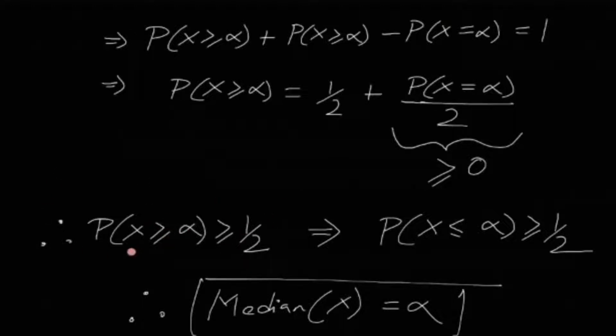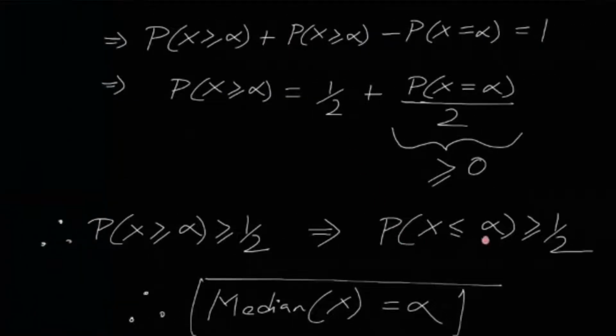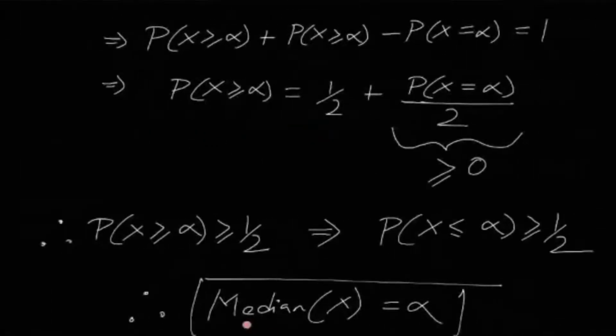Similarly, probability x greater than equals alpha is nothing but probability x less than equals alpha from this condition, right? Therefore, this is also greater than equals half. So alpha is such a number that probability x greater than equals alpha is at least half, and probability x less than equals alpha is also at least half. That means alpha is nothing but the median of x, right? Therefore, the median of x is alpha. This is true. So we have found out that if x is symmetric about alpha, then median of x is alpha.